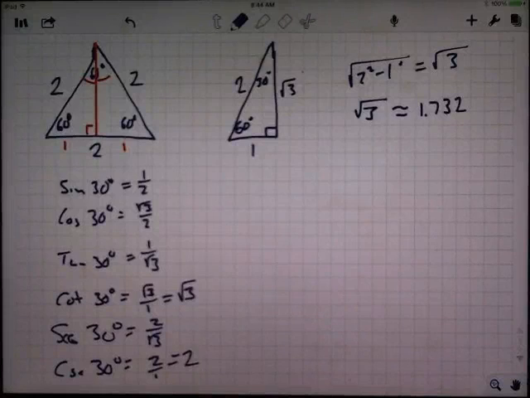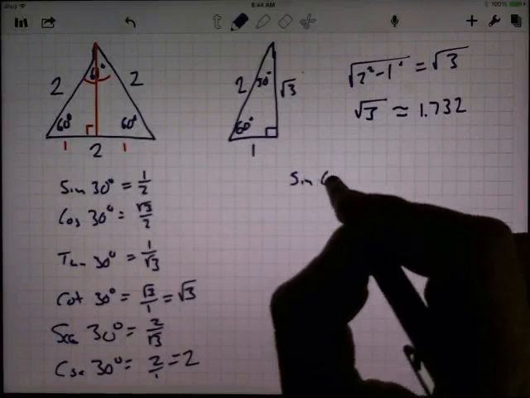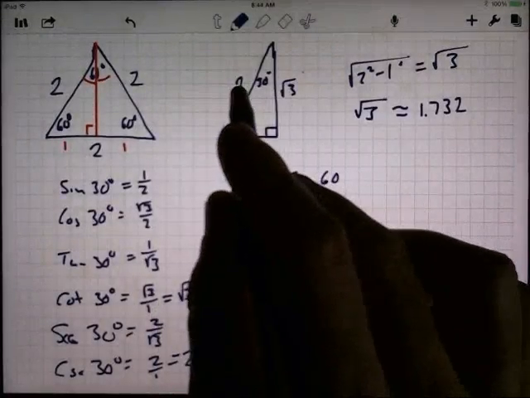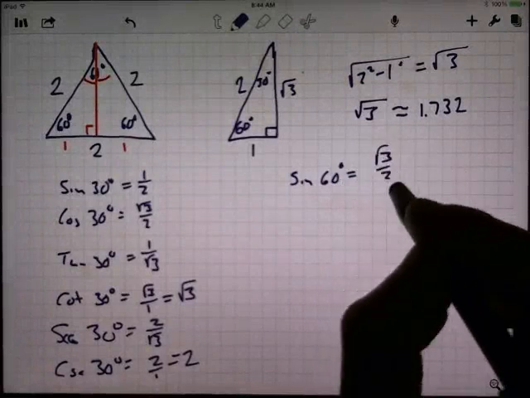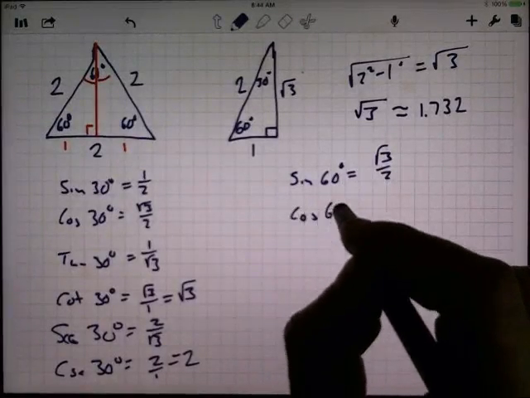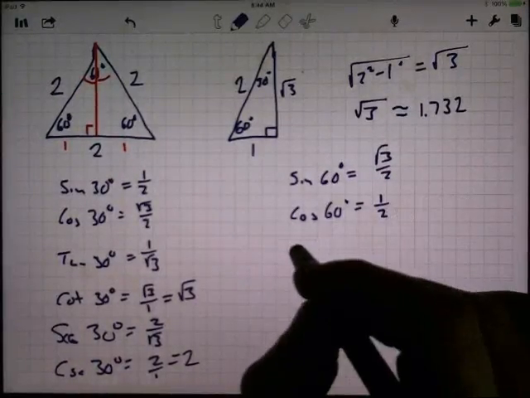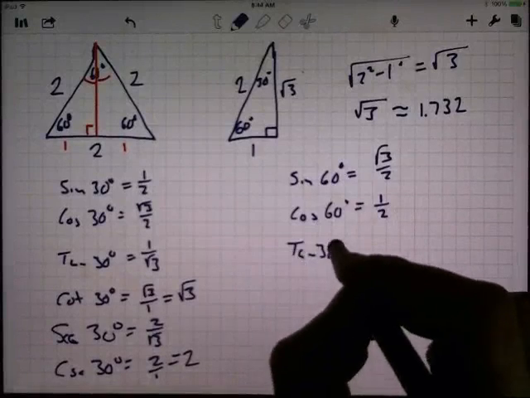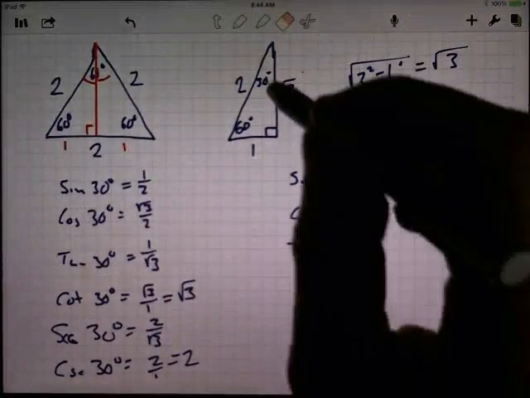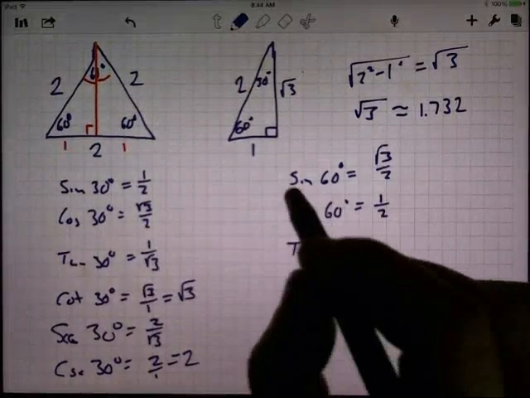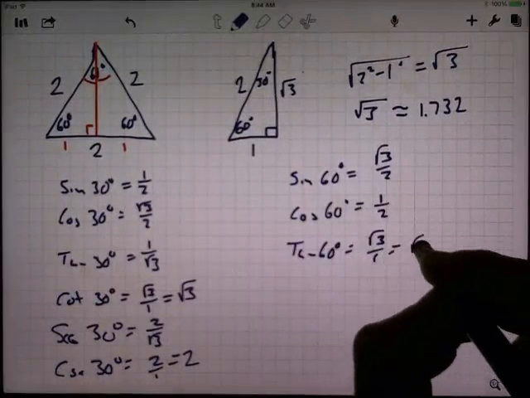Okay, we got all that information, plus we get the same information about 60 degrees. What's the sine of 60 degrees? Well, now I'm focusing on this angle. Opposite over hypotenuse is the square root of 3 over 2. What's the cosine of 60 degrees? That would be the adjacent over the hypotenuse, 1 over 2, which is commonly called a half. The tangent of 30 degrees is the, sorry, I'm working on 60 degrees. The tangent of 60 degrees is the opposite over the adjacent, radical 3 over 1, which I might as well just write as radical 3.